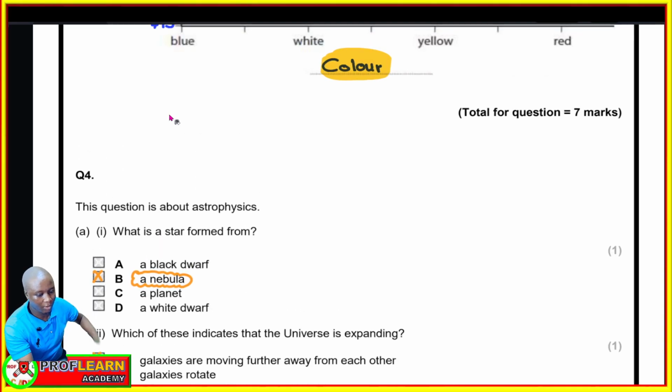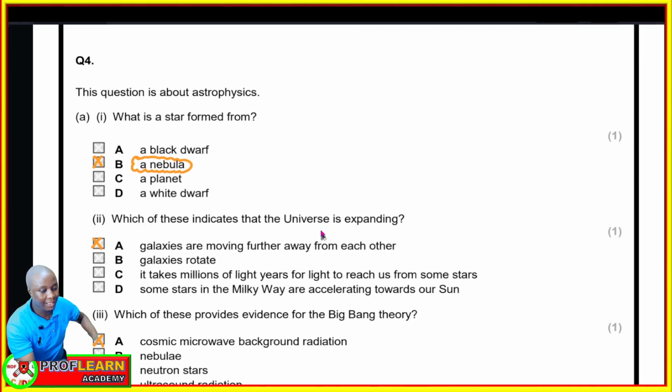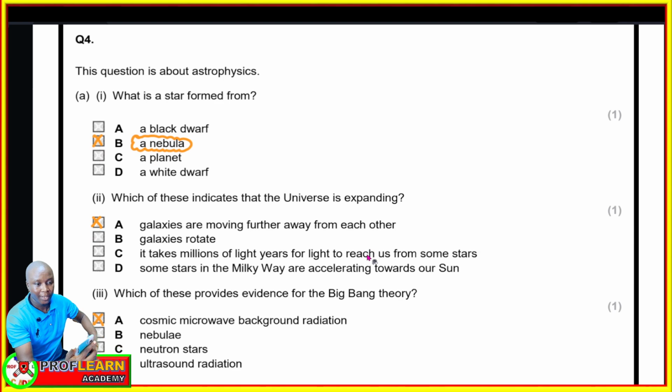The rest of the question that's going to be asked. What is a star formed from? A star is formed from gas and dust particles, which is called nebulae. Then which of these indicates that the universe is expanding? What indicates that the universe is expanding is that the galaxies are moving further away from each other.